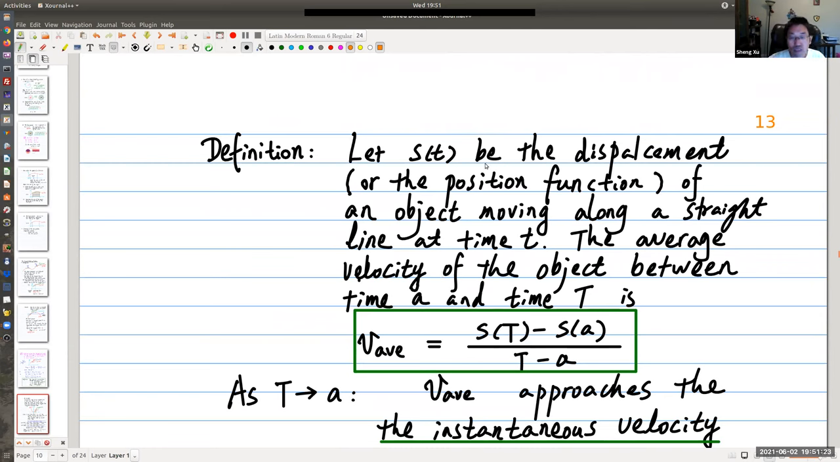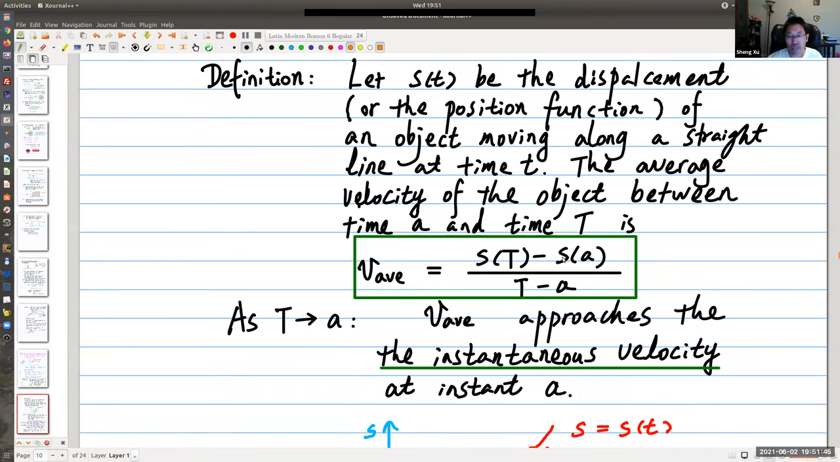So let S of T be the displacement, sometimes called the position function, of an object moving along a straight line at a time T. That's the position. The average velocity of the object between the time A and the time capital T is computed like this: S at capital T minus S at A, divided by T minus A. Clear? Now as this capital T, this later instant, approaches the current instant A, this average velocity approaches the instantaneous velocity at instant A.